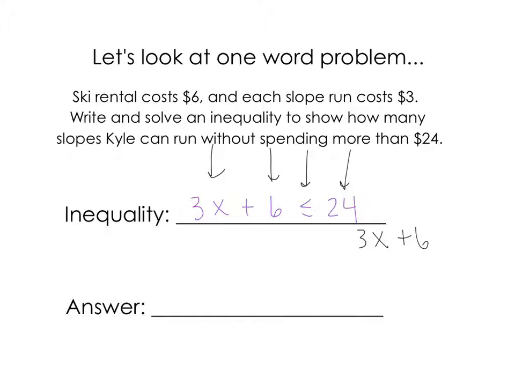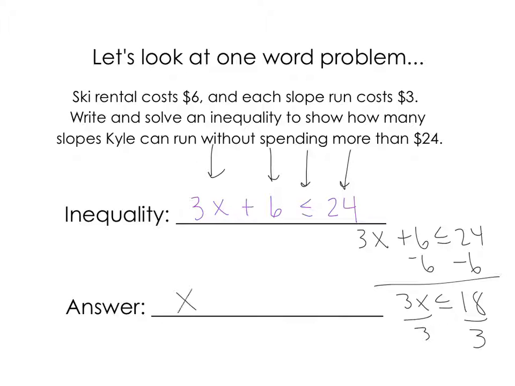So 3x plus 6 is less than or equal to 24. Subtract 6. 3x is less than or equal to 18. Divided by 3, 18 divided by 3 is 6. So Kyle can make 6 or less than 6 slope runs.